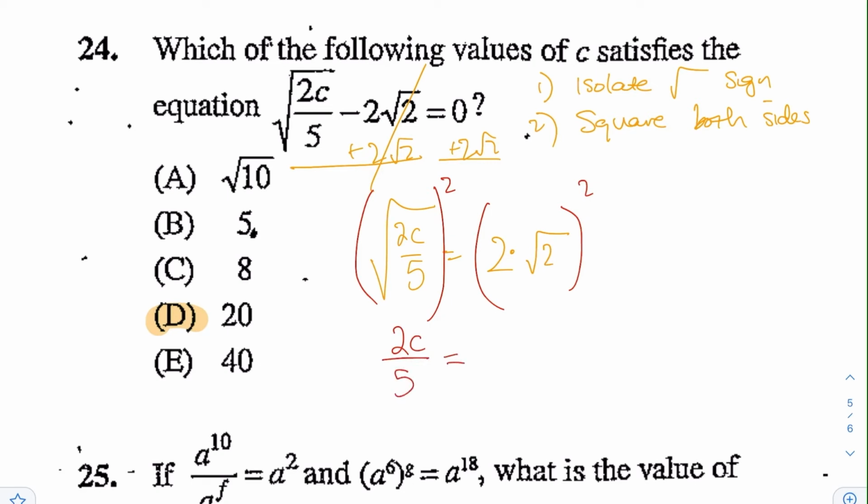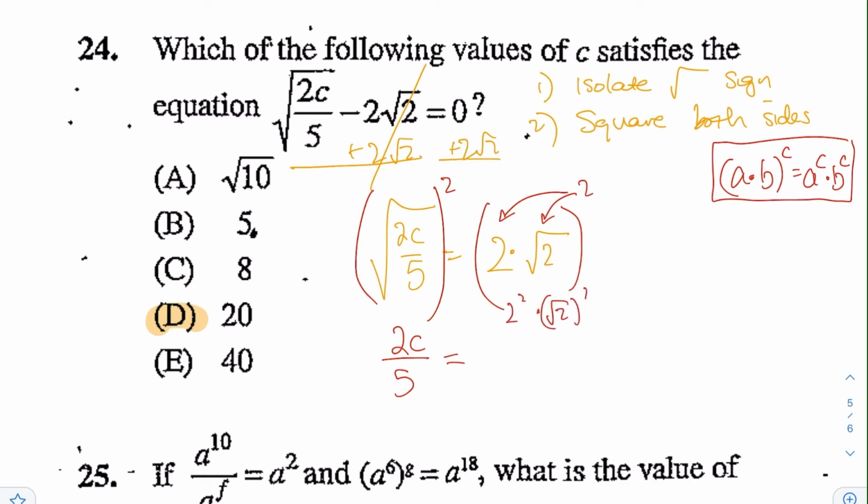Now it gets tricky on the right because you have to distribute this power of 2 using this law of exponents: a times b raised to the c power is a to the c times b to the c. So it's kind of like the distributive property. This will be 2 squared times root 2 squared. And by doing so, you also get rid of the square root on the right side. So 2 squared is 4, and you're multiplying by the square root of 2 squared, which is 2, which is equal to 8. So here's your new equation that doesn't have any square roots. 2c over 5 is equal to 8.